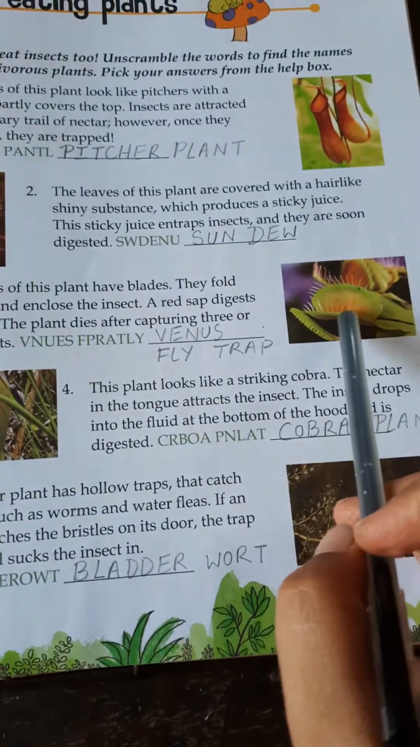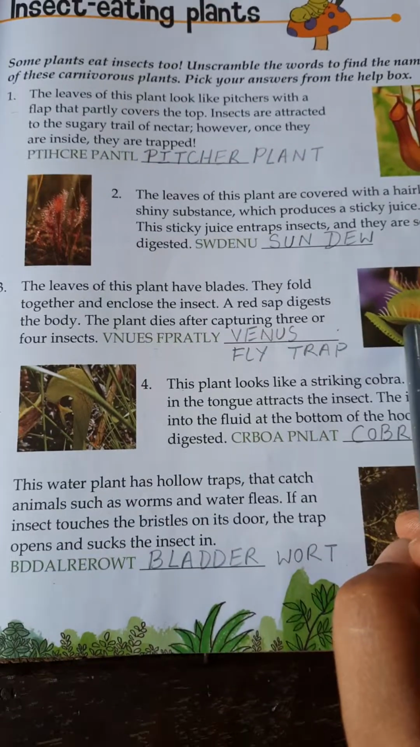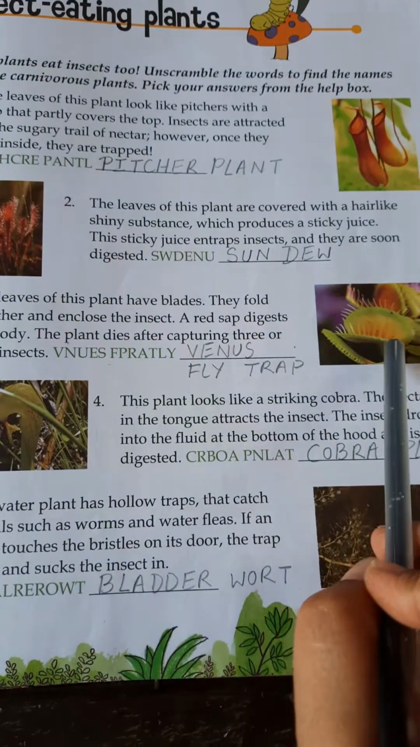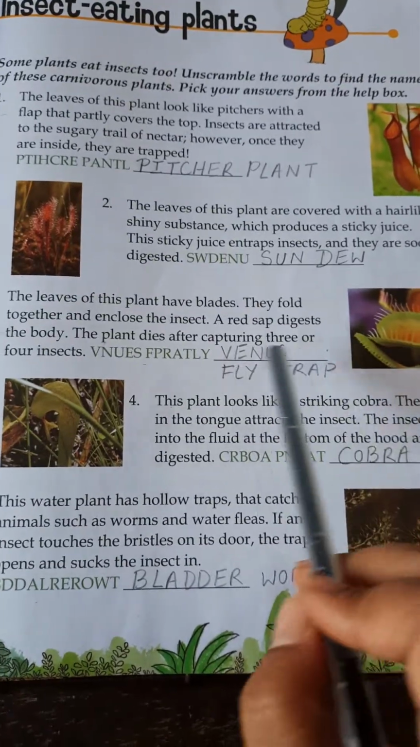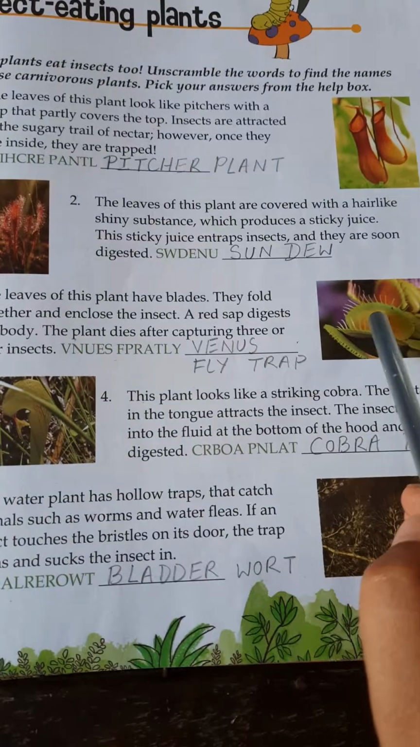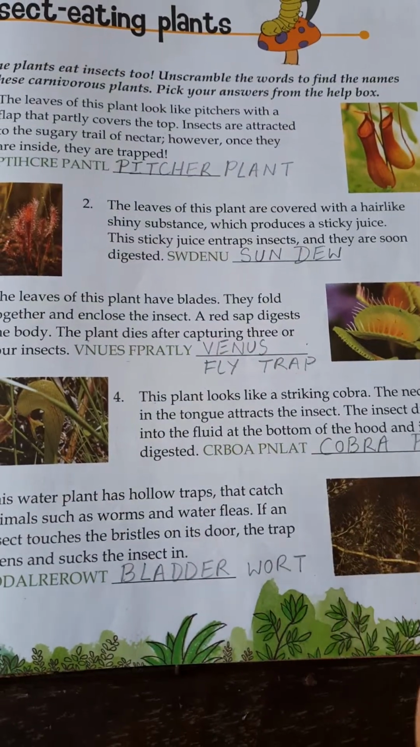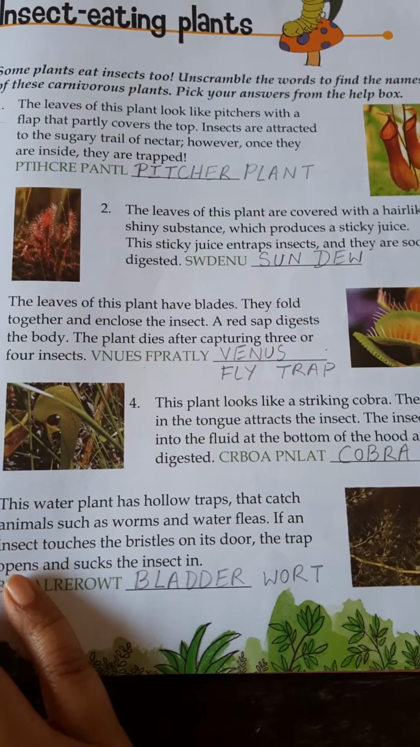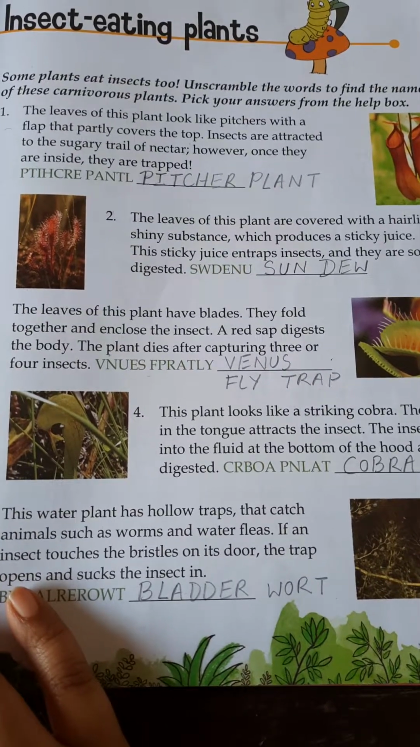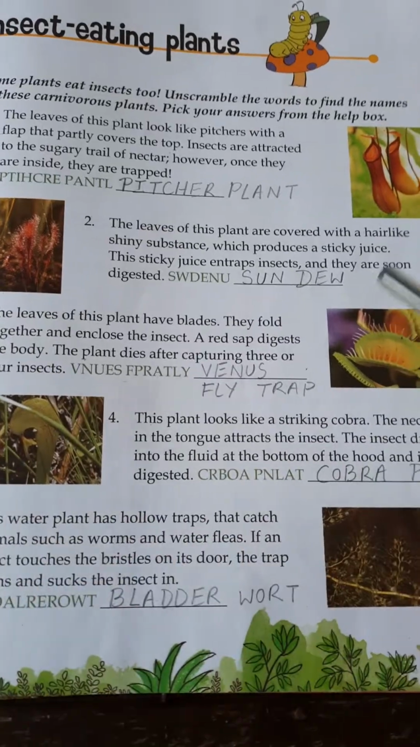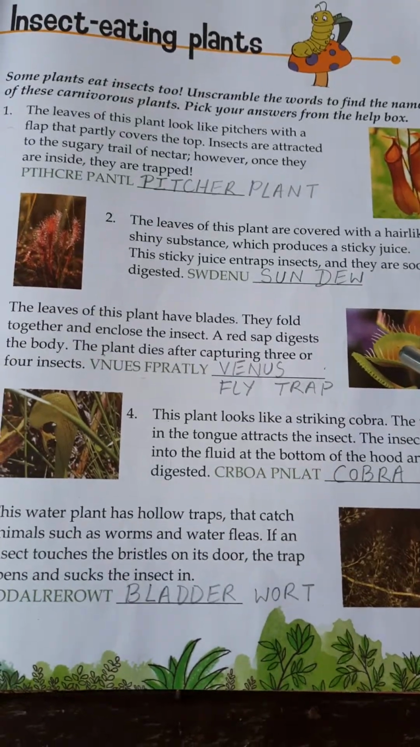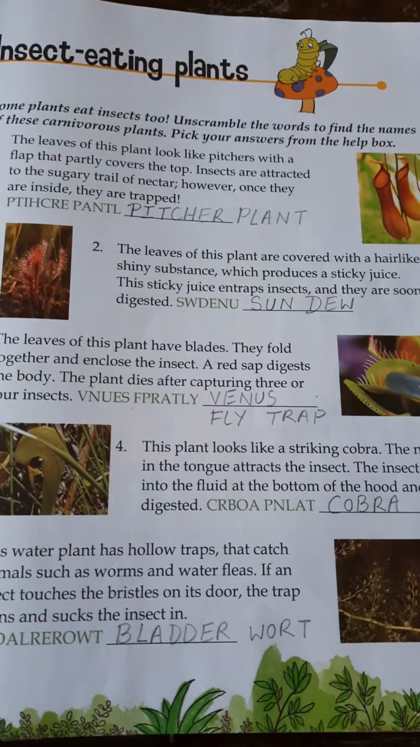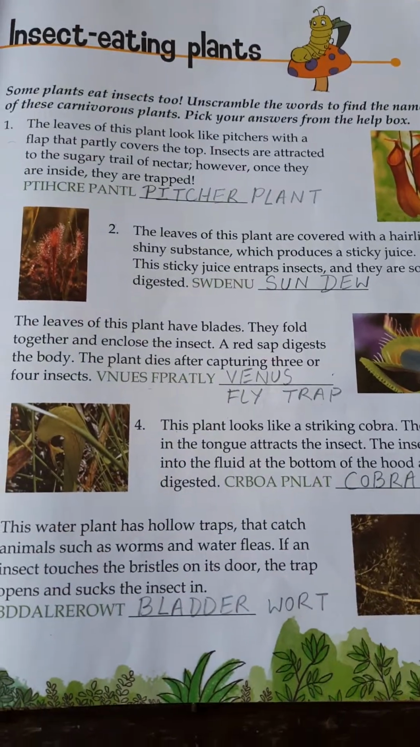Third one is, see this plant, this is also another insect eating plant. The leaves of this plant have blades. See, blade type of a thing. They fold together and enclose the insect. These two parts fold and enclose the insect. A red sap digests the body. The plant dies after capturing three or four insects, and then the plant dies. That is the capacity of the plant. That is what they can feed, and then they die.